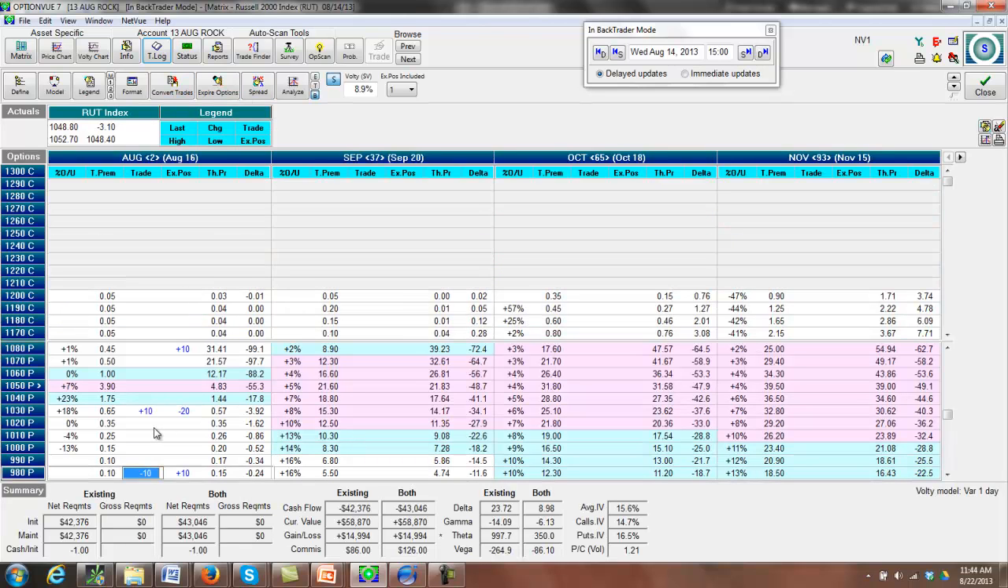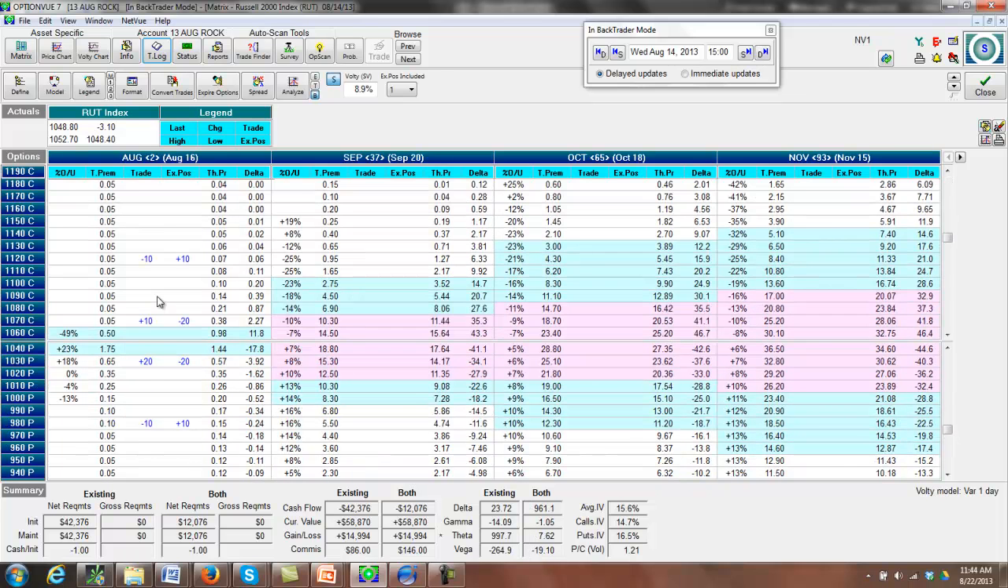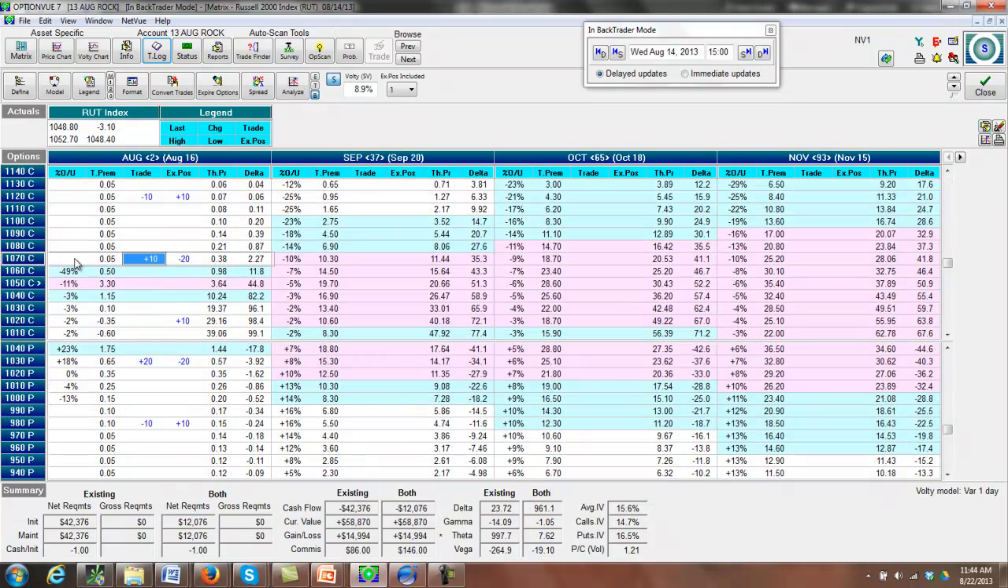So you could convert this, and then you'd come in here and you'd buy another 10 of these, and you'd sell 10 of these, buy another 10 of these, which would be 20, and another 10 of these. And that would be the exit. And it's a nice flat exit procedure.